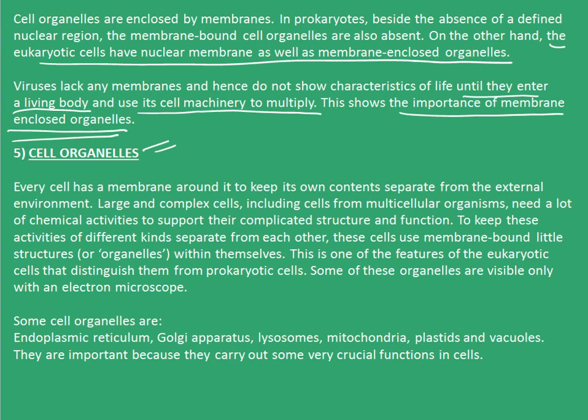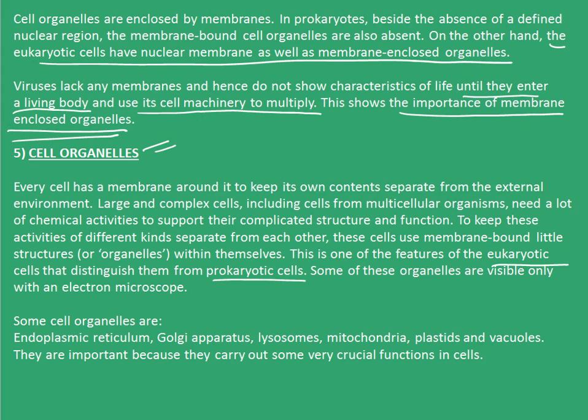Every cell has a membrane around it to keep its own contents separate from the external environment. Large and complex cells, including the cells from multicellular organisms, need a lot of chemical activities to support their complicated structure and function. To keep these activities of different kinds separate from each other, these cells use membrane-bound little structures, also called the organelles, within themselves. This is one of the features of the eukaryotic cell that distinguishes them from the prokaryotic cell.